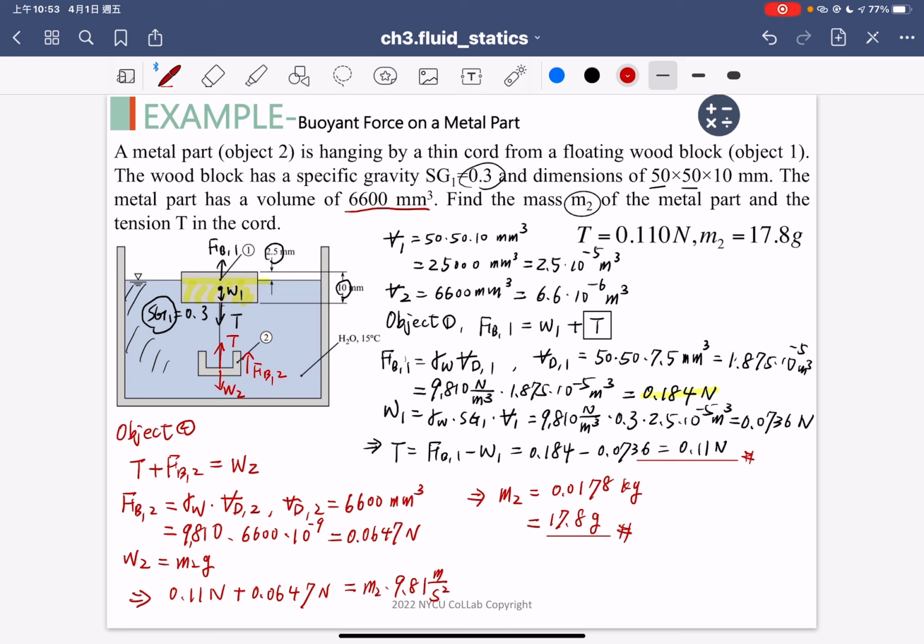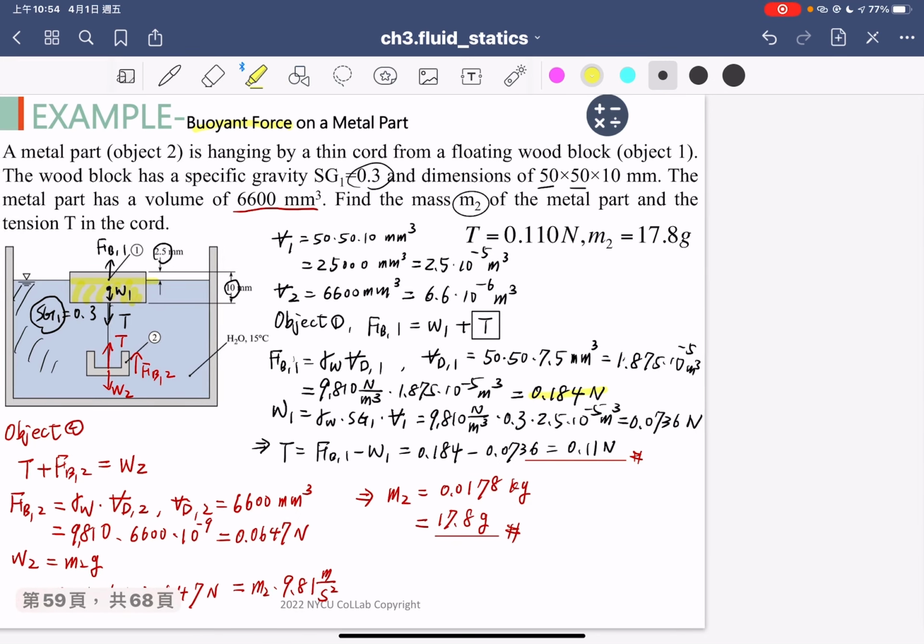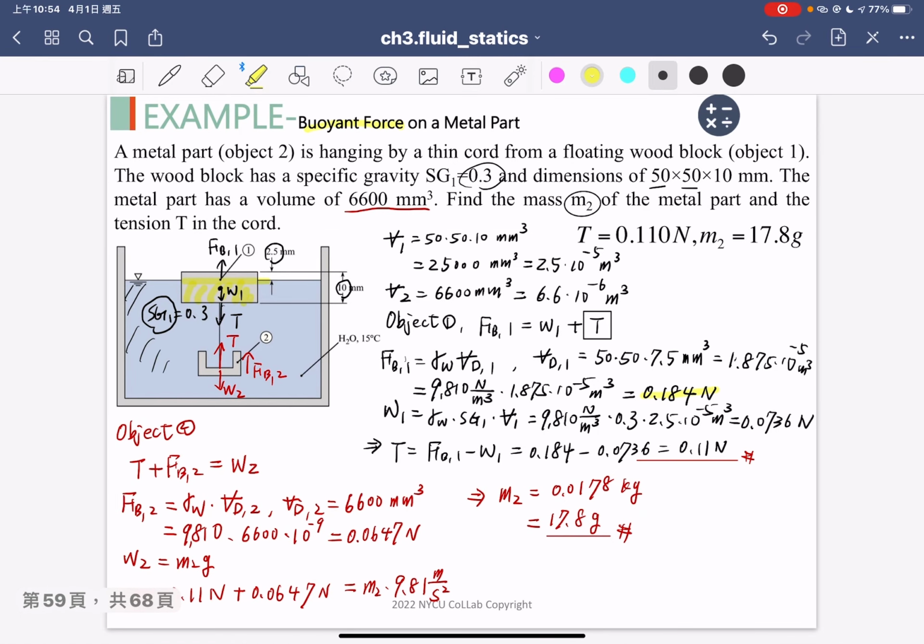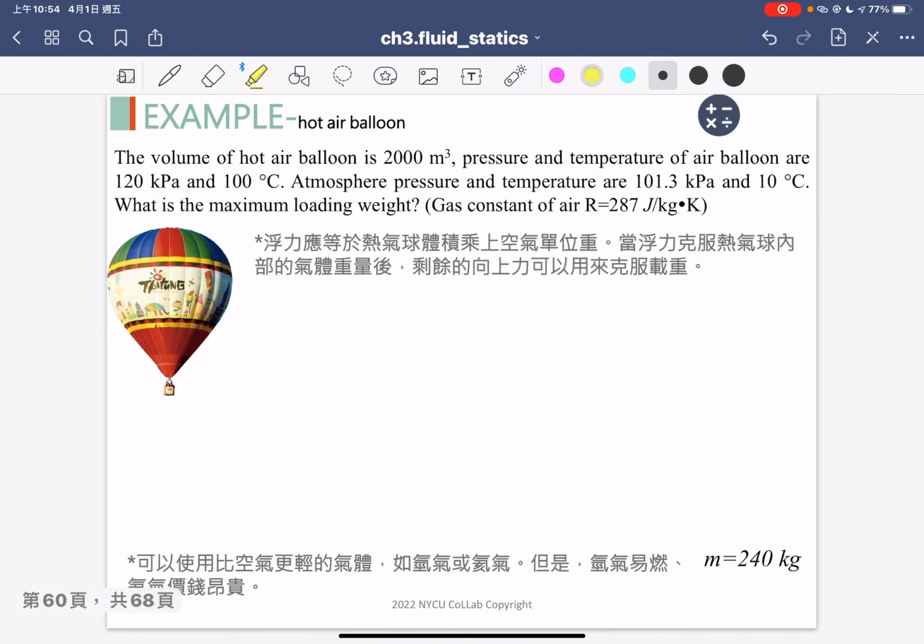Okay, so the idea here is we just take the force balance. In this example, we have an additional force contributed from the buoyant force. So the idea is quite simple. We just consider the displaced volume for our topic to compute the buoyant force. So this is a very good example for better understanding how to apply the buoyant force equations. Okay, and then the second, we have another example.